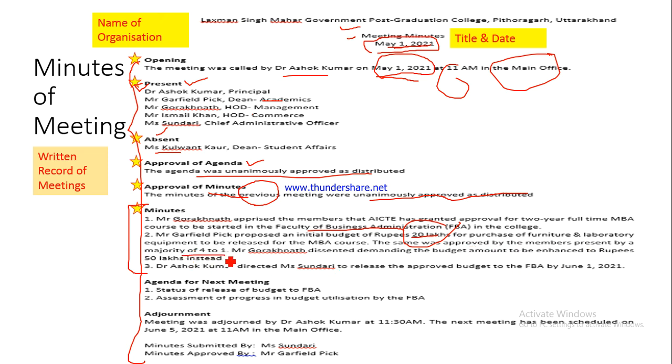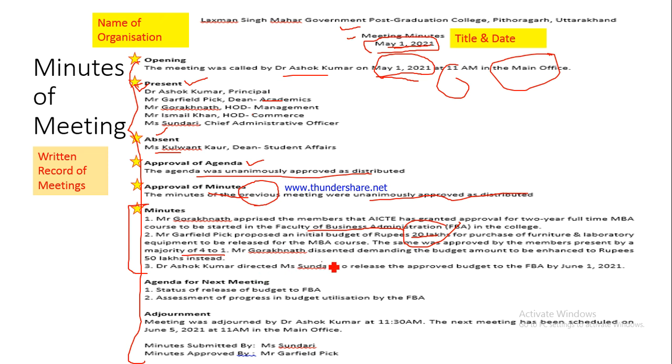Now, what does this mean? This means that out of the 5 members present, only 4 were in agreement with this proposal of Mr. Garfield Pick of allocating rupees 20 lakhs to this particular department so that they can buy furniture and laboratory equipments. There was one person who was not in agreement with this particular proposal. That is why majority of 4 to 1. 4 agreed while 1 member disagreed.